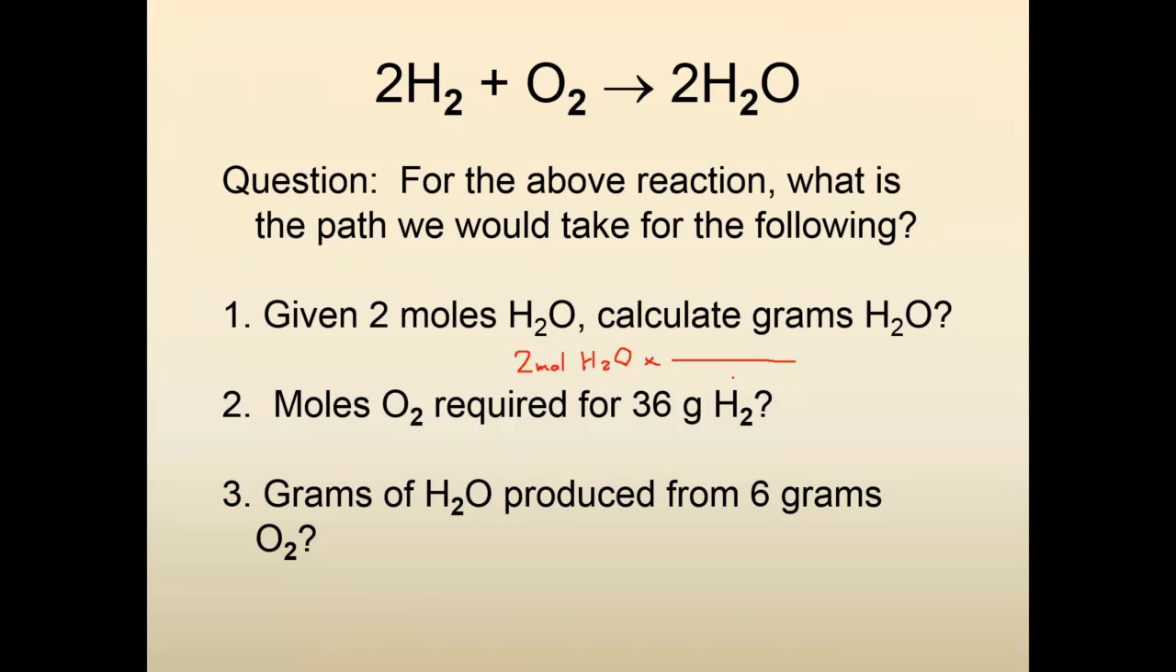For our first conversion factor, what would go on the bottom? Moles of water. And what would we put on top? Grams of water. For this particular problem, we don't even need to use the balanced equation because we're just trying to convert from grams of water to moles of water.